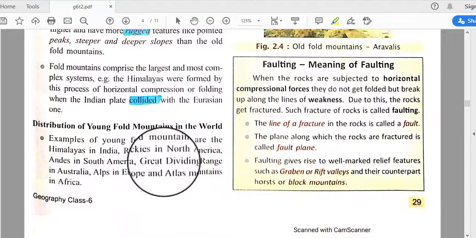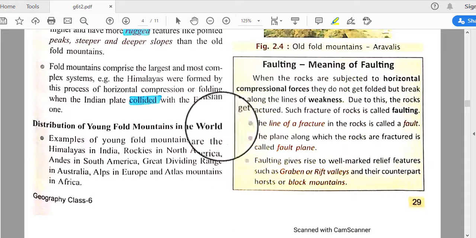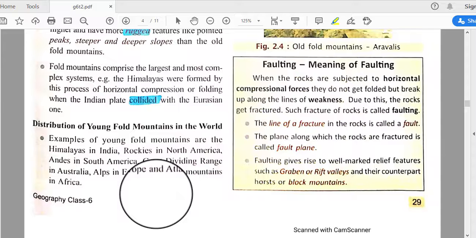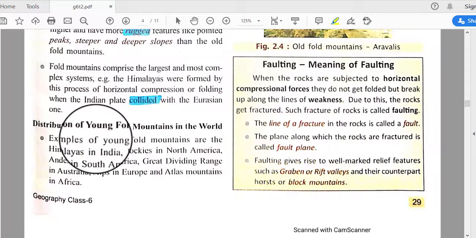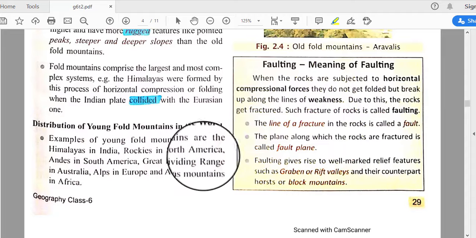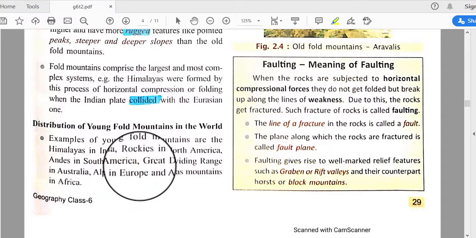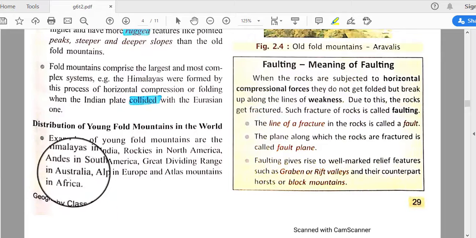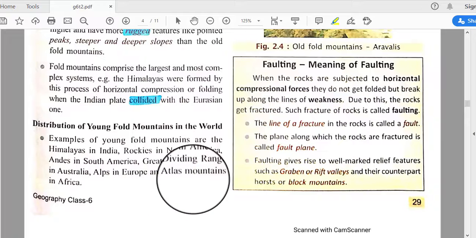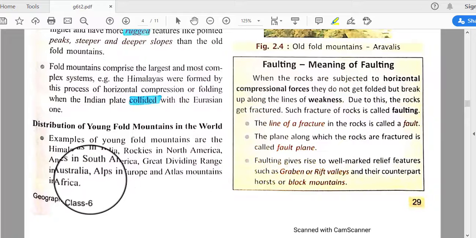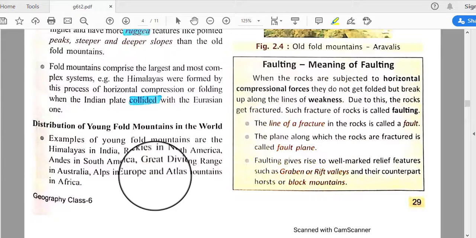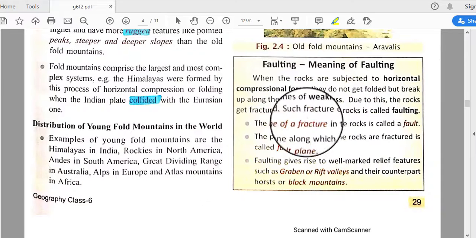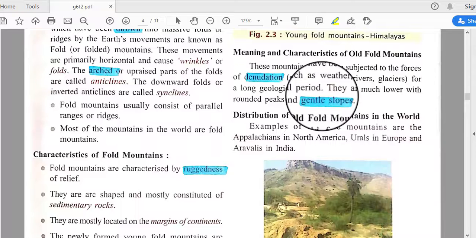And the distribution of young fold mountains in the world. Where can we see the fold mountains? Examples of young fold mountains are the Himalayas in India, Rockies in North America, Andes in South America, Great Dividing Range in Australia, Alps in Europe, and Atlas mountains in Africa. So these are the mountains we can see in various parts, and these are all young fold mountains.